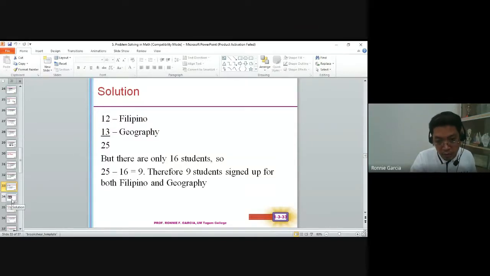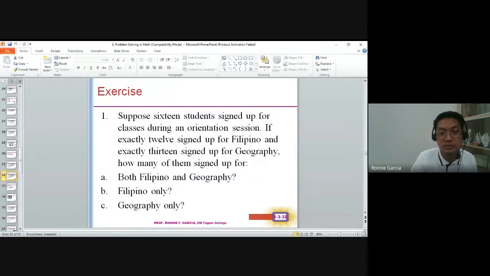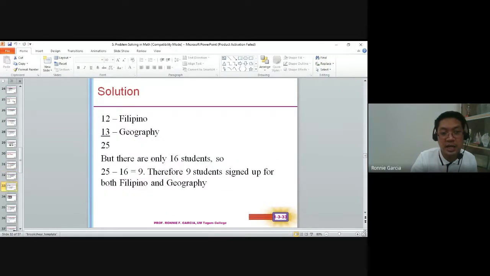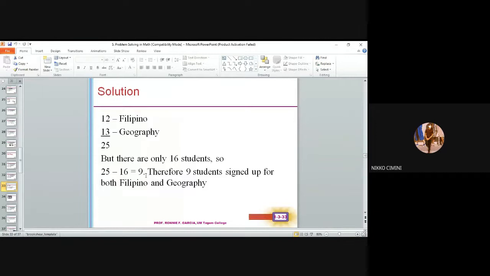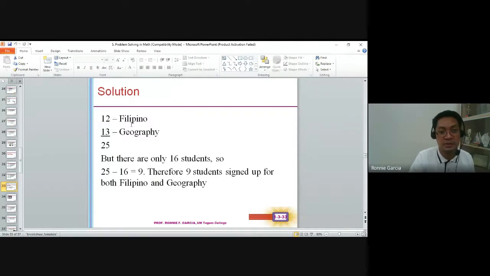So para dili madoble atong counting, pila to ang nag-enroll sa Filipino, di ba 12? Tama ba sa problem? 12 ang Filipino. So kaning na ang 9 diri karon nga nag-appeal, i-minus ni nato para di madoble ang counting. So what is 12 minus 9? 3. So katong 3 ka students, mo na to sila ang nag-appeal sa Filipino. That's the answer for letter B.